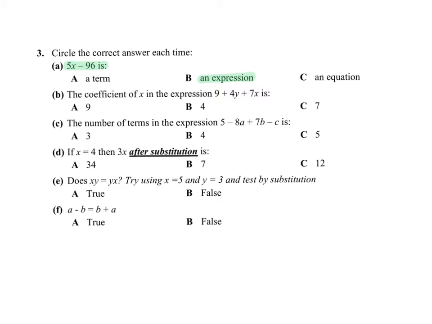If we just have a look down here at this one, if x equals 4, then 3x after substitution is. Substitution just means instead of using the letter, you put the number in. So 3x, well, they said x was 4, so it'd be 3 times 4, which is 12. Okay, so there's how you can substitute in. I'll let you give those other ones a go.